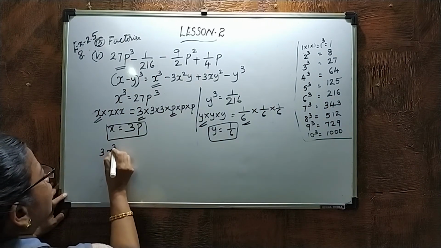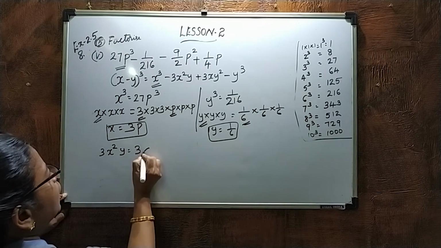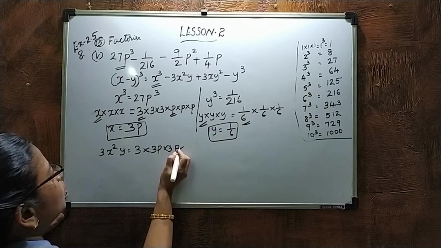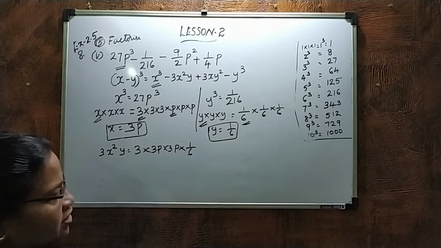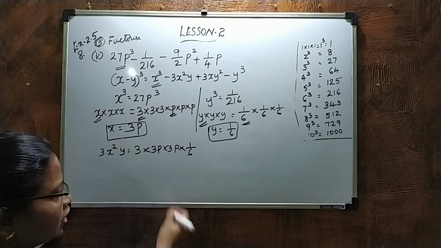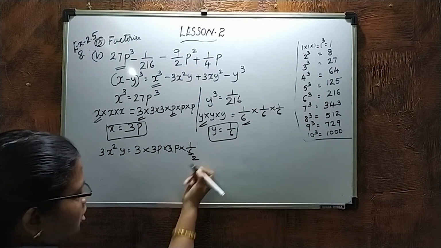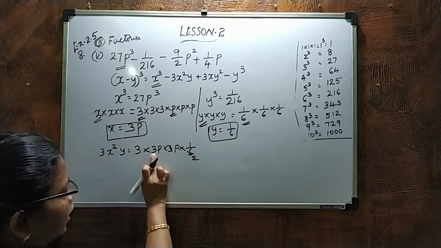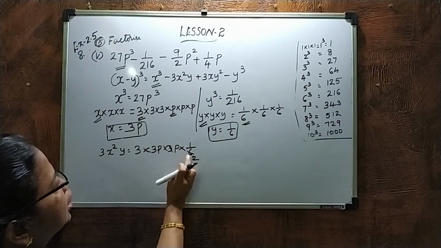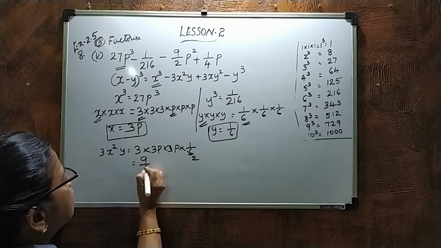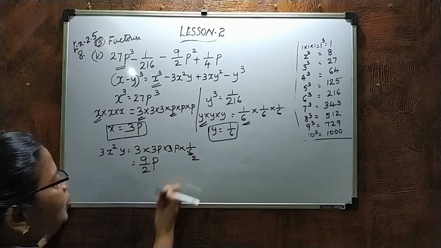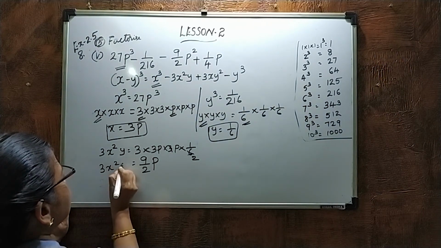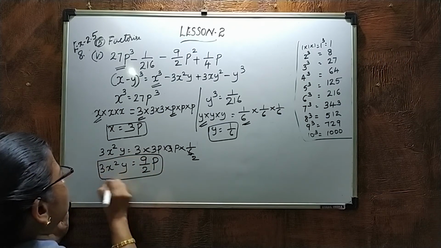So 3x square y equals 3 into x, which is 3p, 3p into 3p, into y, which is 1 by 6. Can you cancel anything? Here it is 3, 2 is there. Again can you cancel? No. So 3 into 3, 9. 9p square divided by 2. That means 9 by 2 p square. Right. Then here 3x square y is equal to 9 by 2 p square.